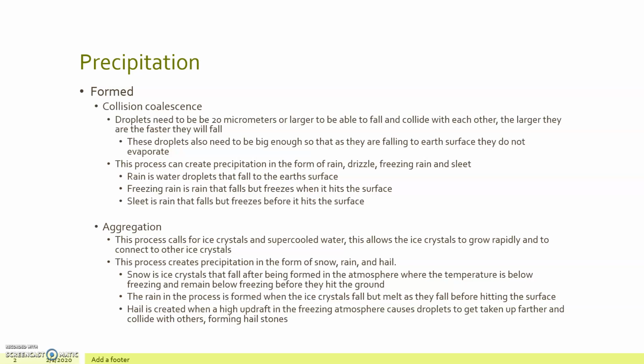In aggregation, the process calls for ice crystals in supercooled water. This allows the ice crystals to grow rapidly and to connect to other ice crystals. This process creates precipitation in the form of snow, rain, and hail.